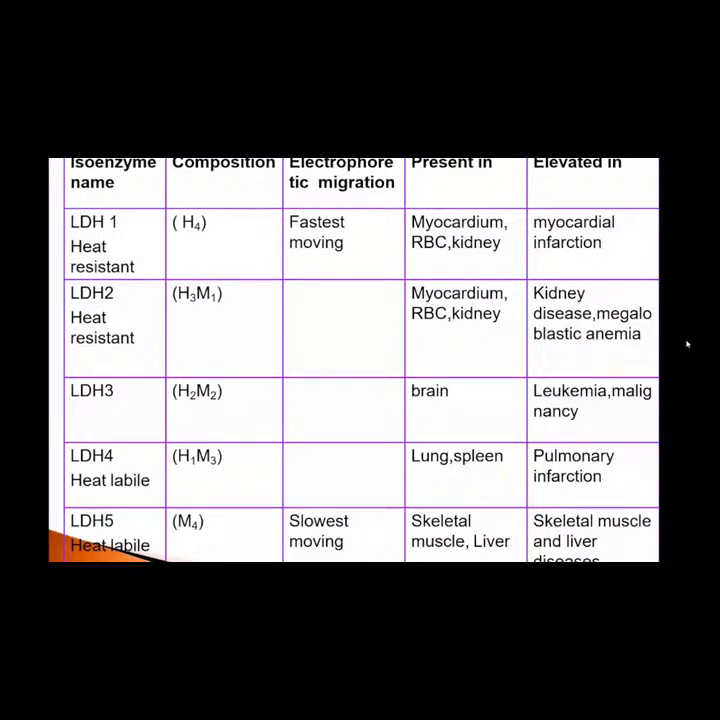There are 5 types of lactate dehydrogenase: LDH 1, 2, 3, 4, 5. The first one is increased in heart attack, the second one in kidney disease, and the third one is increased in leukemia, that is blood cancer, and also malignancy, different types of cancer. And LDH 4 is increased in lung disorders, and LDH 5 is increased in muscle disorder. Okay, these are all the uses of LDH in various types of diseases.